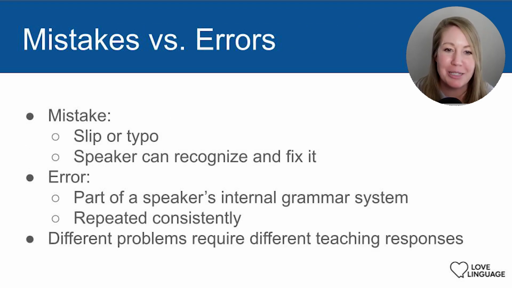Now, one more important concept, especially for teaching, is the distinction between a mistake and an error. A mistake is a performance issue. It's a slip, like a typo or something you say accidentally, and usually you can recognize it and correct it, right? So I've had many mistakes even in recording this, right? An error, on the other hand, is part of your internal system. It's something you consistently produce because as far as you know, it's correct. And this distinction matters because you don't respond to them in the same way. If it's a mistake, you might just point it out. If it's an error, you're dealing with a different system, and that requires a different type of teaching.